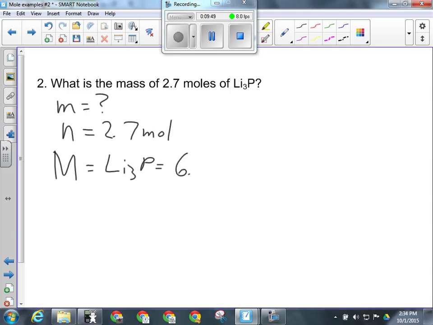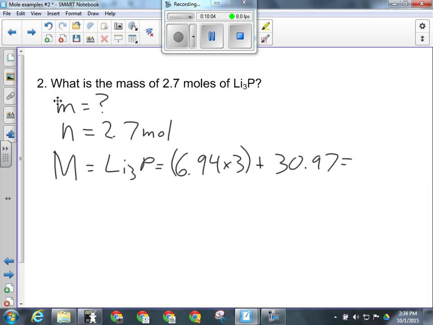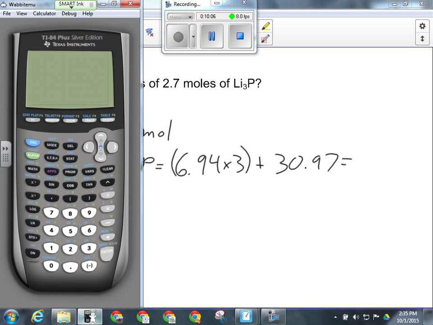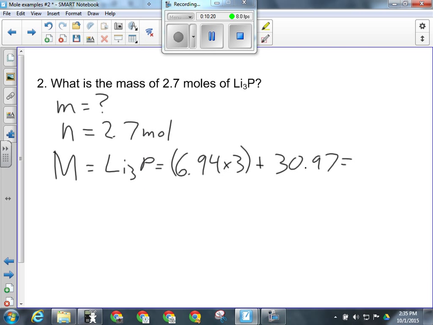Okay, so that's going to mean we got 6.94 times 3, because we got 3 lithiums, and we got one phosphorus, 30.97, is that right? Okay, so we add those ones together. And so we got 6.94 times 3 added to 30.97. So 51.79 grams per mole is our molar mass.